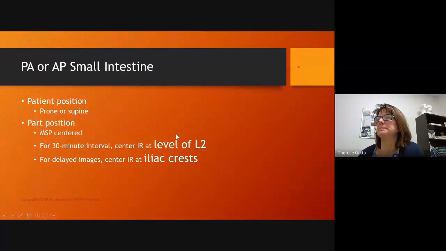Same prep. For our centering, for the 30-minute interval, you're going to center at the level of L2, because anything before 30 minutes, we want to center above. For all the delayed images, however, we're going to center at the iliac crest to get the rest of the bowel. So anything before the 30-minute mark, we center at the level of L2, and delayed images after 30 minutes are going to be at the crests.